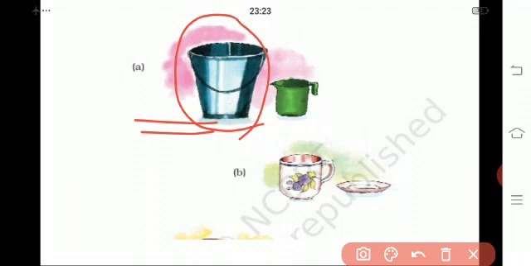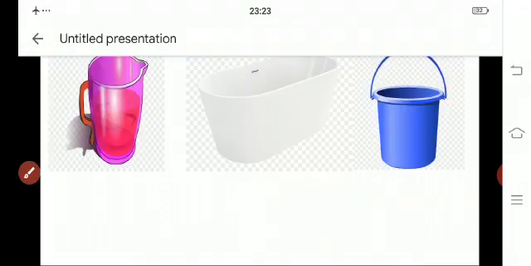Look at the next example. Which vessel holds more water, this cup or a plate? Yes, this cup holds more water. Okay children, shall we move on to the next one?